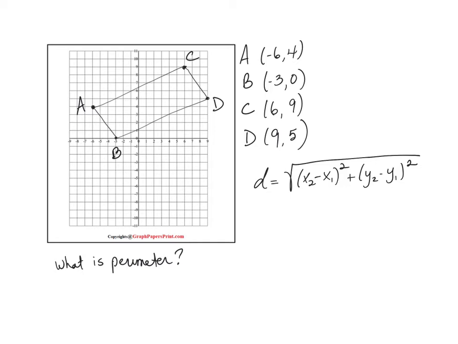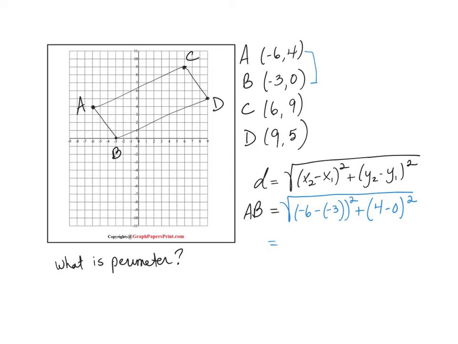So let's take the distance of AB. If I look at AB, which are these first two coordinates here, my x values are -6 minus a -3. Don't accidentally substitute that -3 for the subtraction sign. And then my y values are 4 and 0.